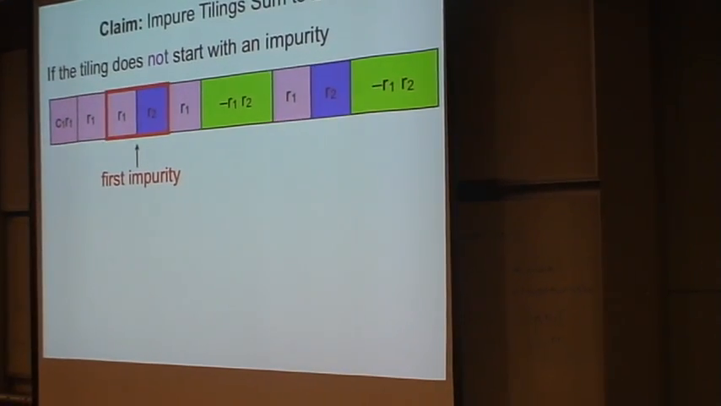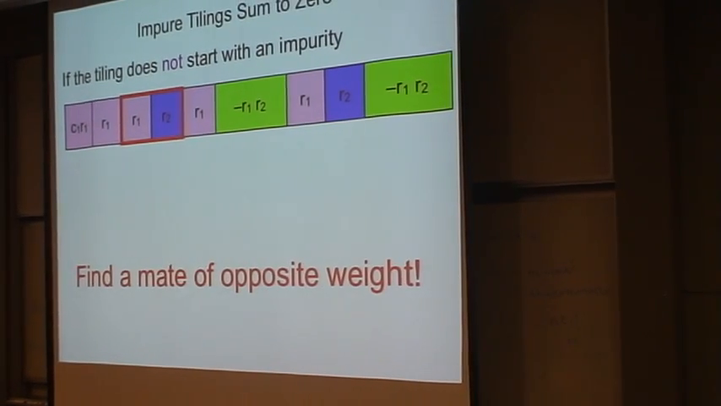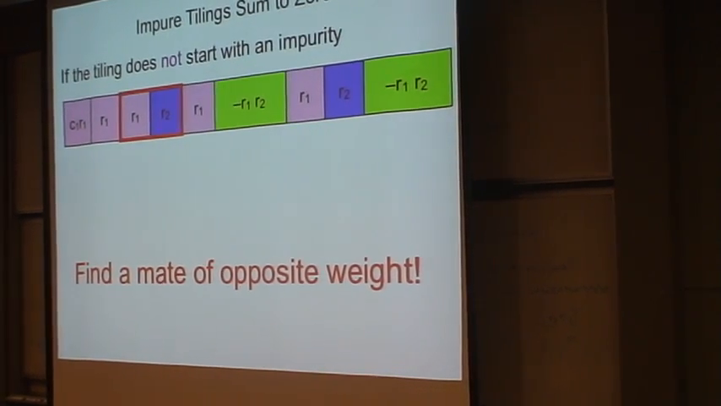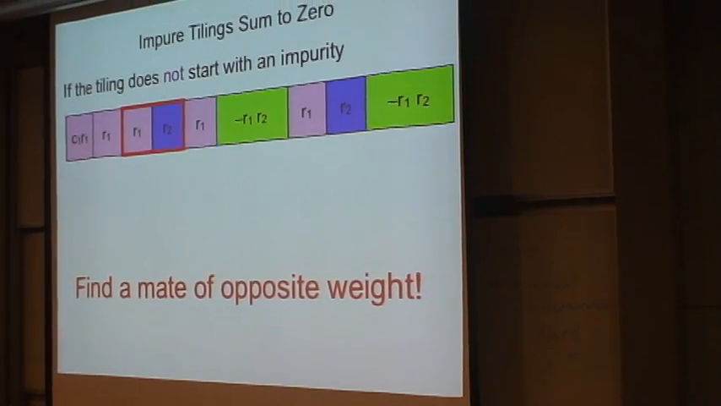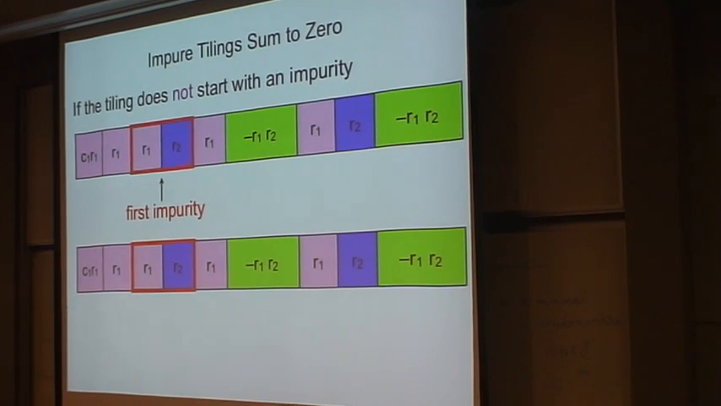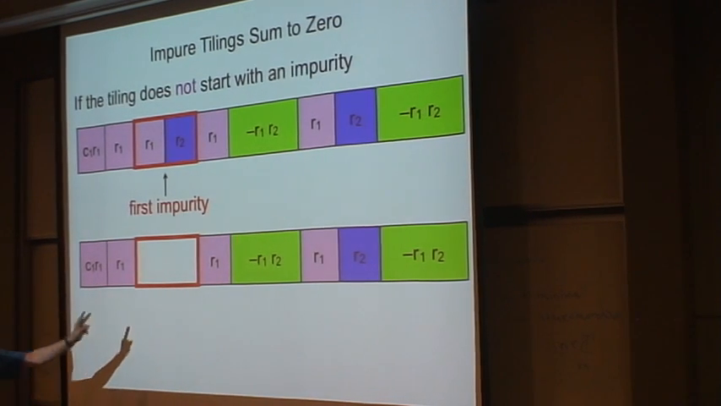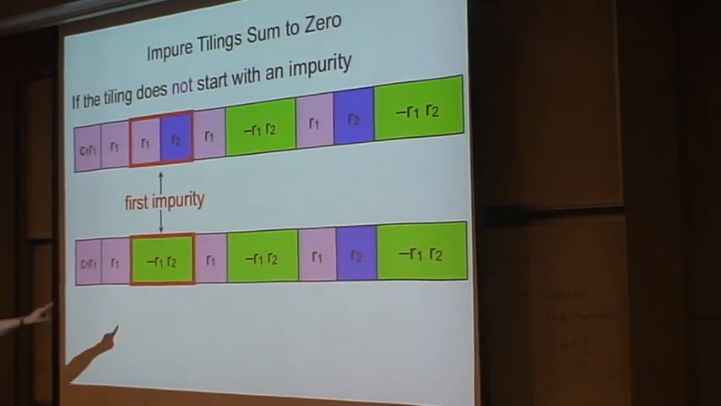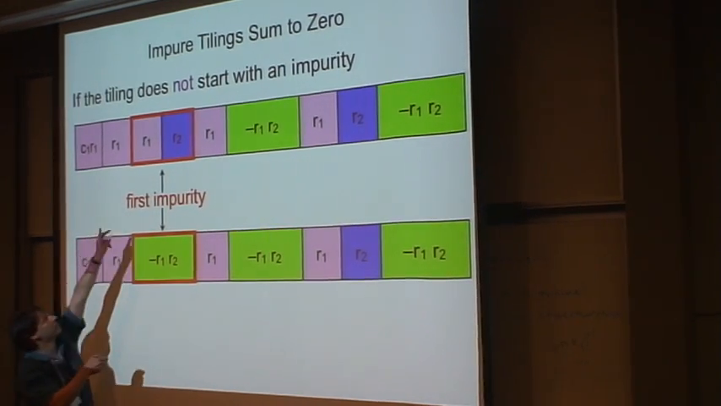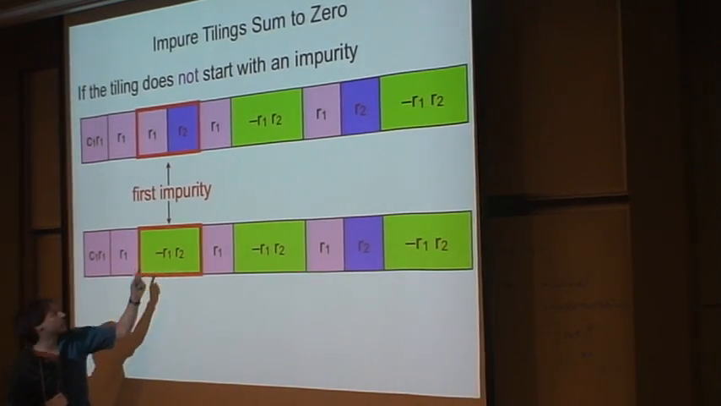What do we do here? We need to find something like a sign reversing involution. I like to say we want to find a mate of opposite weight. That's kind of poetic. Find a mate of opposite weight. How do we do that? Well, we take our tiling, we clone it, take that first impurity, erase, and replace with what? With a domino. Yes, because by replacing with a domino, the weight, instead of being R1 R2, is negative R1 R2.